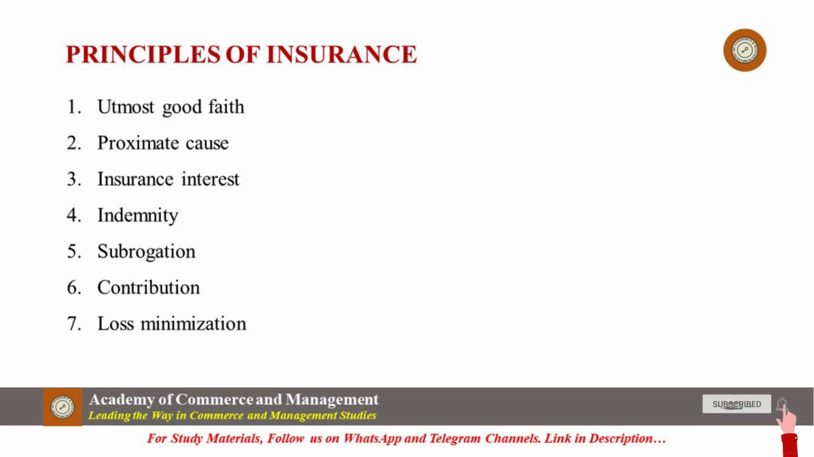The sixth principle is contribution. The principle of contribution applies when the insured entity takes more than one insurance policy for one and the same property. Principle of contribution is similar to the principle of indemnity, such that the insured shall not be able to derive profits through an insurance claim on one insured property by opting for different policies and/or companies.